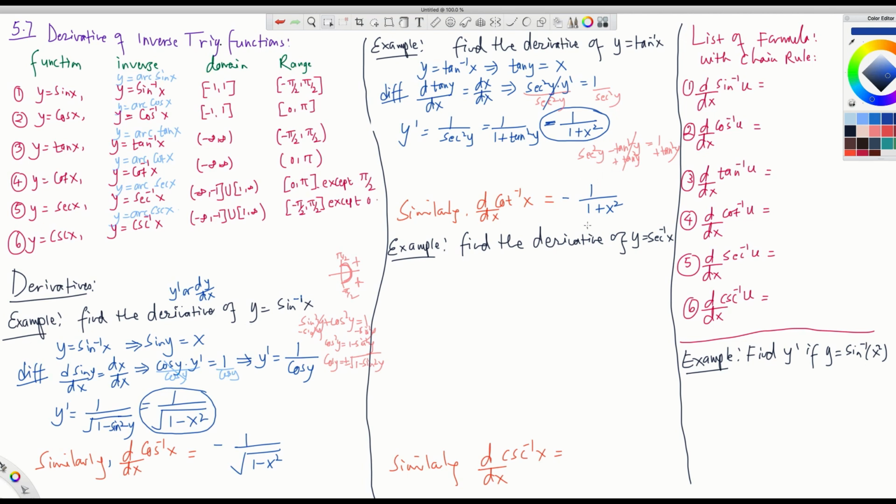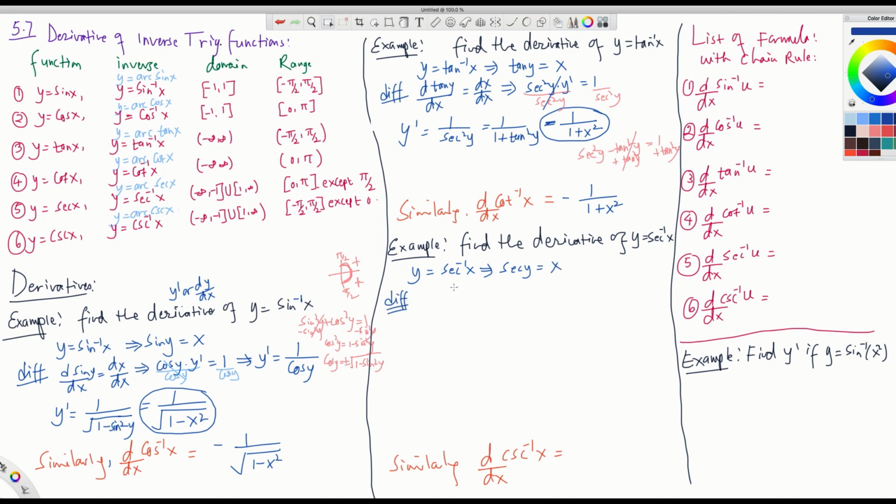And also the last example here on this page I want to take for the formula derivation is find the derivative of y equals secant inverse x. To find that, as usual, we do y equals secant inverse x. This implies if you take secant on both sides, you'll get secant y equals x. Now we differentiate.